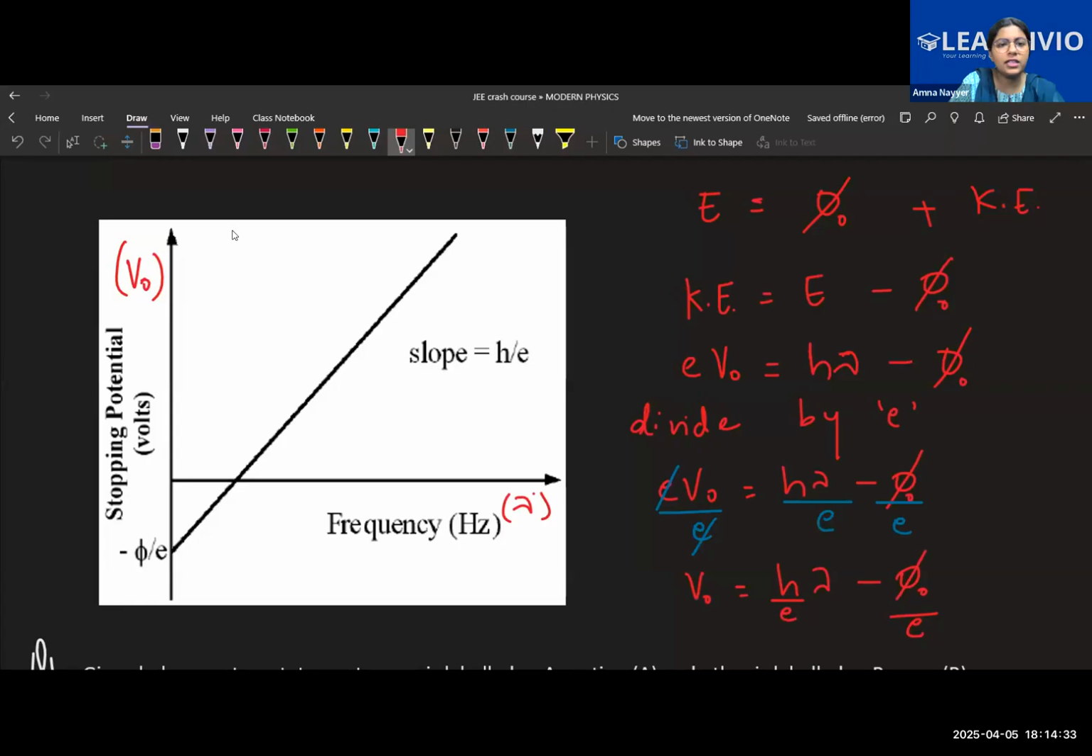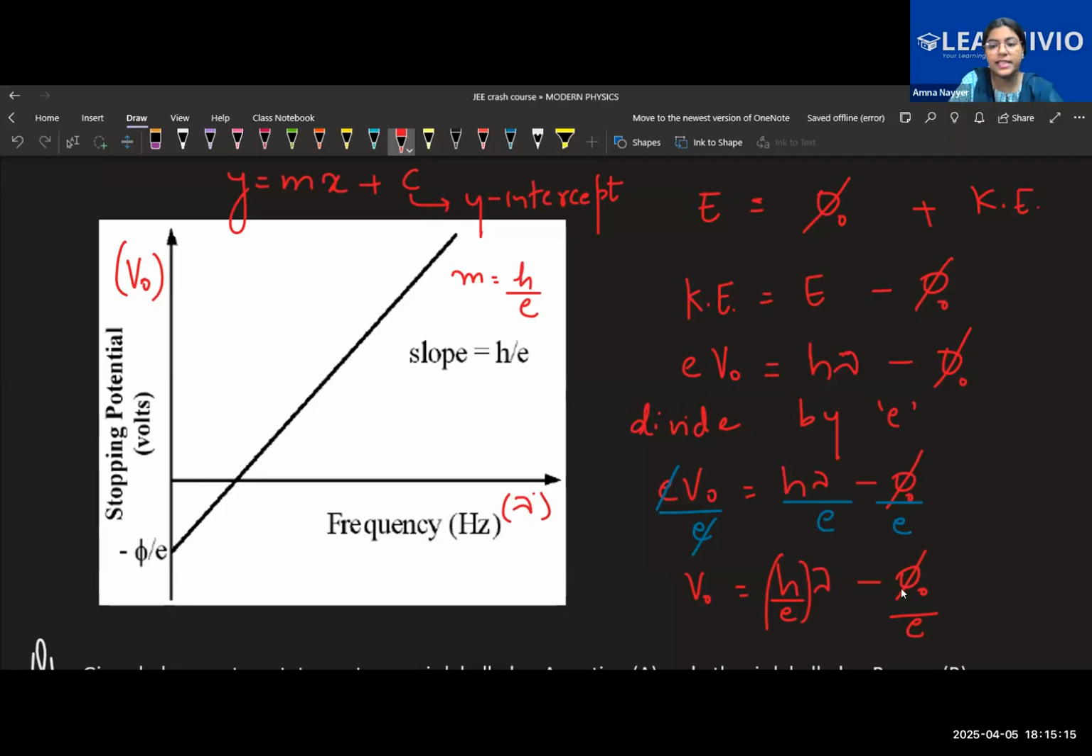If you compare it with the linear equation, since it's a straight line graph, mx plus c, look what we are getting. From this equation, what is the slope of the graph? h by e. So the slope, which is m, is written as h by e. Your x-axis is your frequency. Now C, what is C? C is the y-intercept, right? This part. So this is plus C.